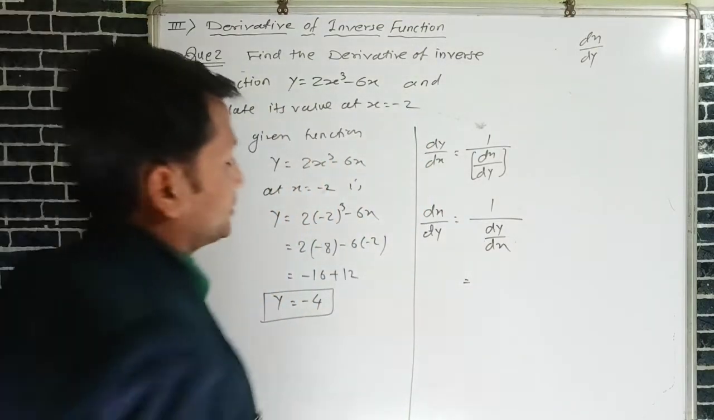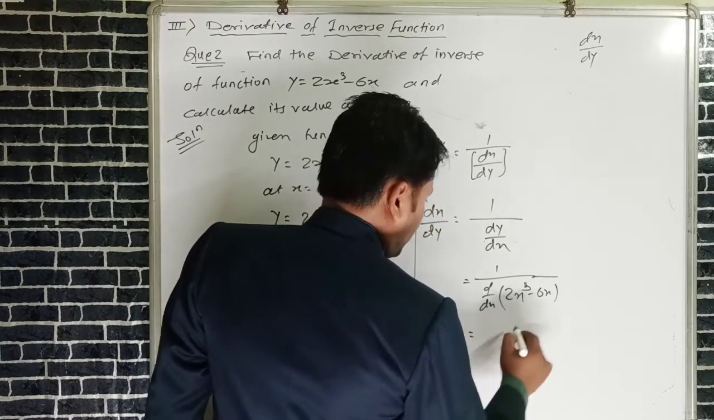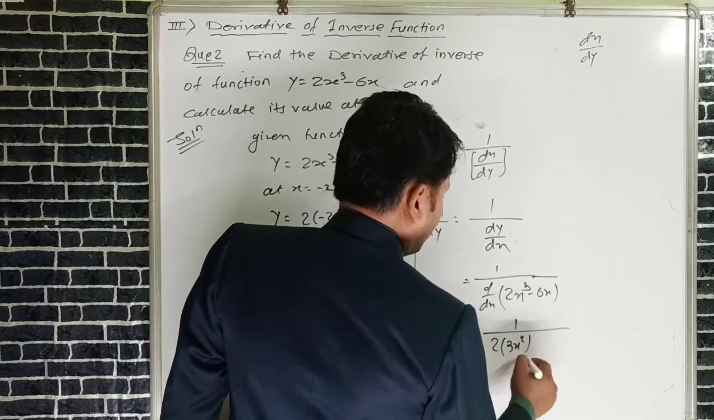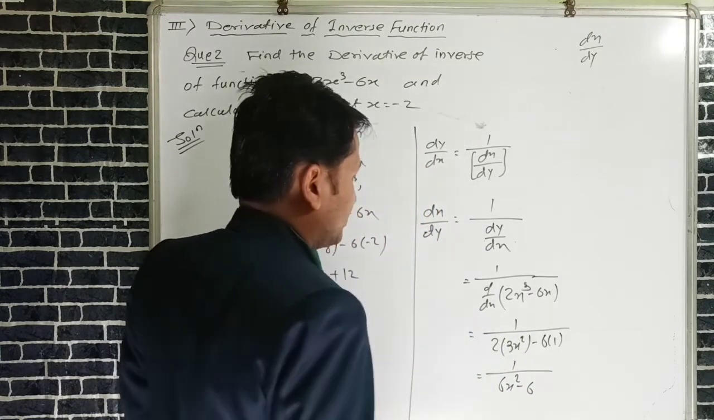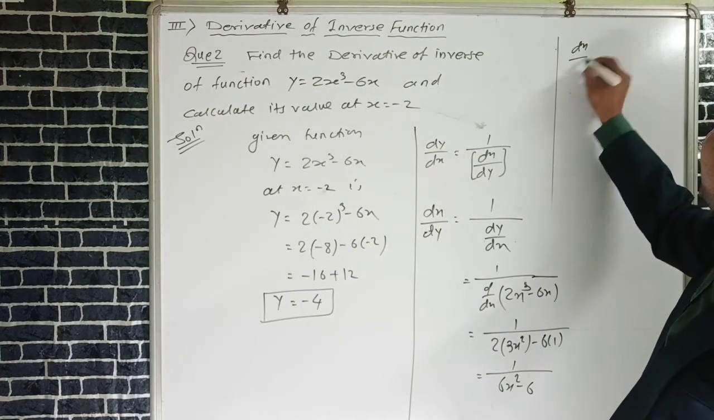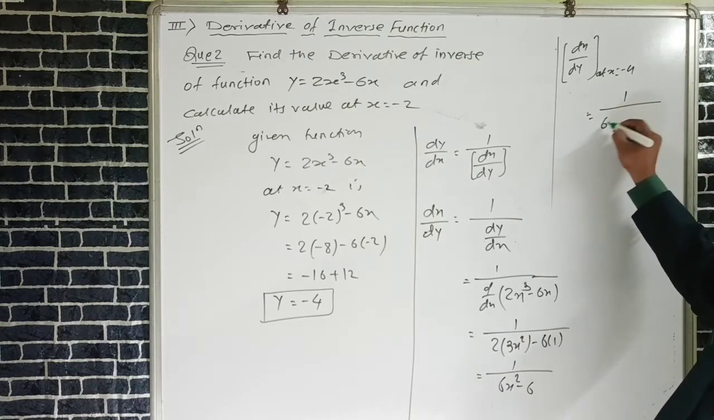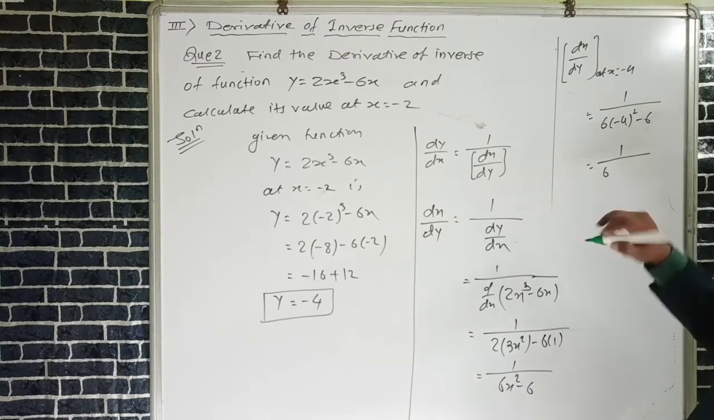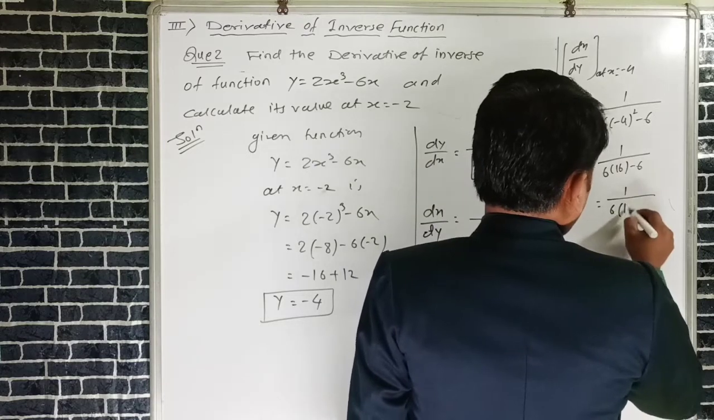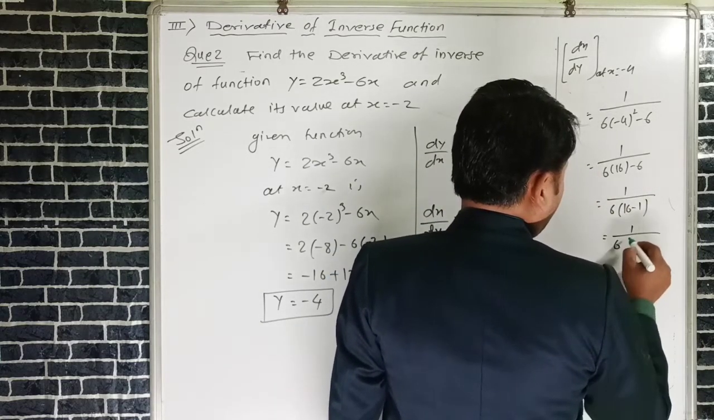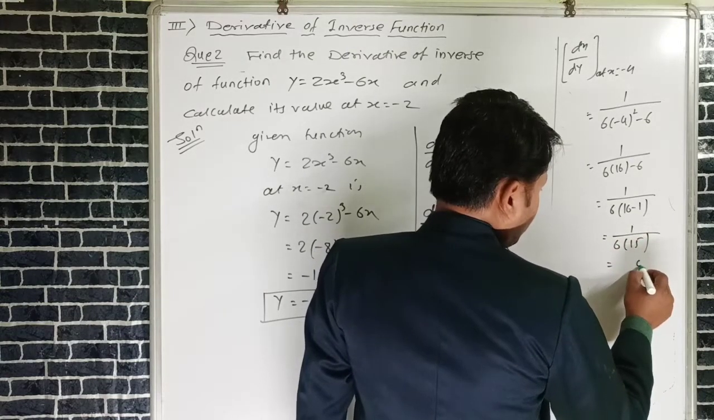We know that the given function is y, and the derivative of y, 2x cube minus 6x, is 2 into derivative of x cube, which is 3x square, minus 6 into derivative of x, which is 1. Hence, we can write 1 upon 3 into 2, 6x square minus 6. Hence, we have to find the derivative dx upon dy at y is equal to minus 4, which is 1 upon 6 into minus 4 square minus 6. 1 upon 6 into square of minus 4 is 16, minus 6. We take 6 common: 16 minus 1, which is 1 upon 6 into 15. Hence, the required value of 15 into 6 is 90.